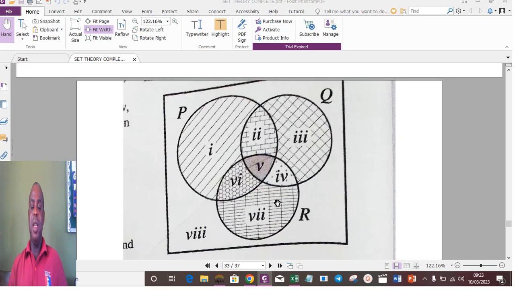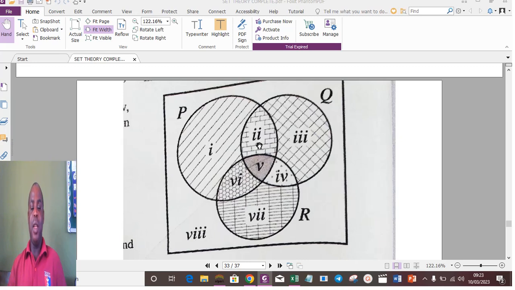Now look at this, please. Elements in R only. So you can write P prime intersection Q prime intersection R. Since Q and P are not there, you put prime on P and Q, but you don't put prime on R. Now look at this place. This is element common to P, Q and R, all of them. That will be P intersection Q intersection R.